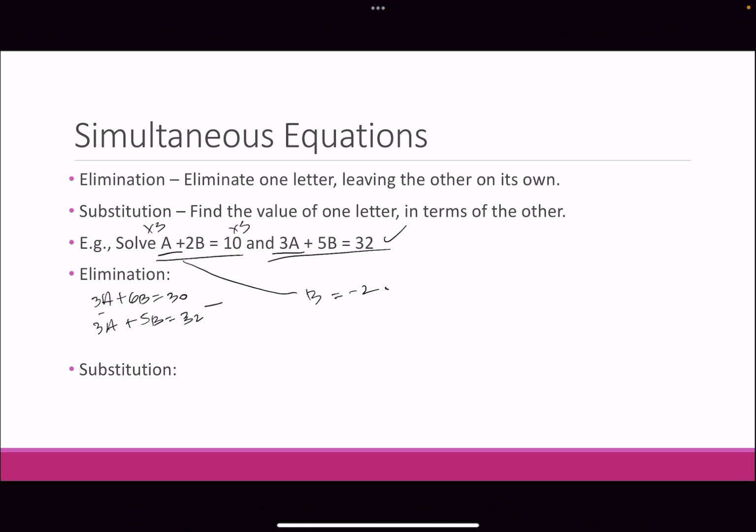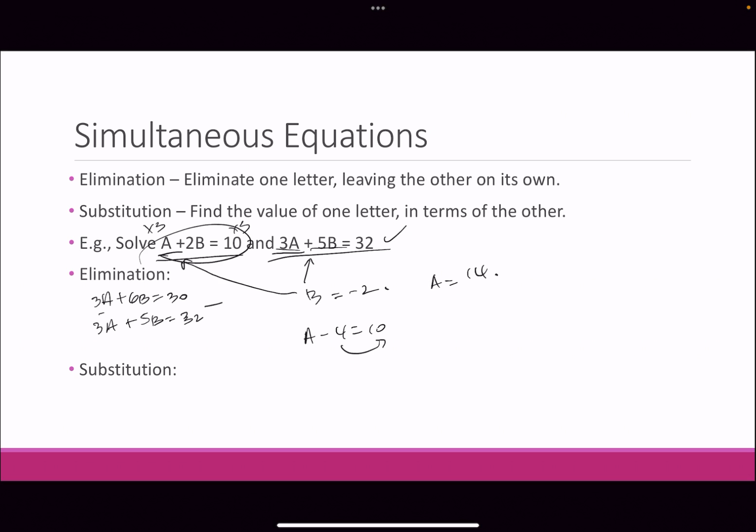Now I'm going to sub this back into this equation here, or I could do it here, but the terms here are bigger. So I'm going to substitute it back into the simpler equation. So a plus 2b, where b is equal to minus 2, so a minus 4 equals 10. Move that over, a equals 14.